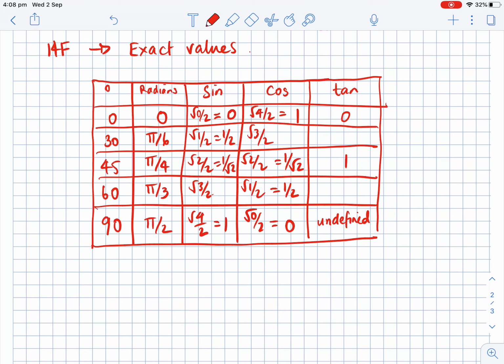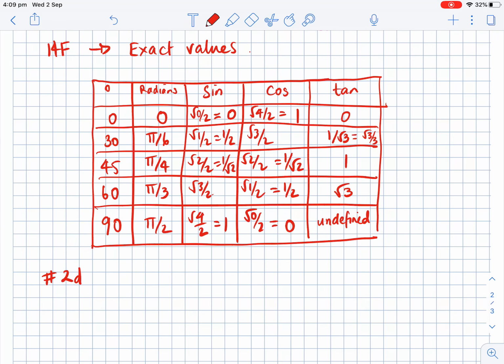And then finally from here, if I do root 3 on 2 divided by 1 on 2, that actually just becomes root 3. And if I do 1 on 2 divided by root 3 on 2, that becomes 1 divided by root 3, which is also root 3 on 3. You have to memorise this table, and with a bit of practice you'll see some patterns, and it won't take you long to memorise it. But we need to know those values. So now let's have a look at question 2.